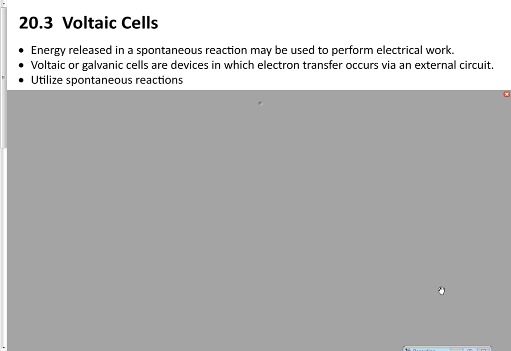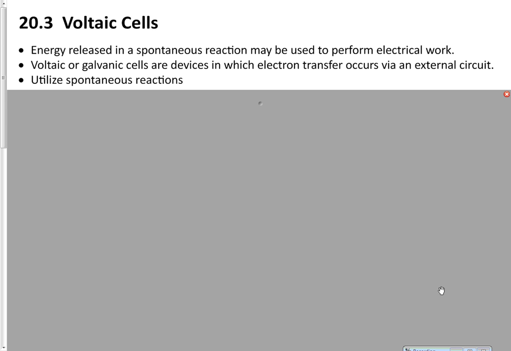This is video 4 for chapter 20 on voltaic cells. A voltaic cell is a new concept for you guys, but it's going to utilize chemistry you're already familiar with. We're going to take a reaction that we normally would consider spontaneous, and we're going to use that to actually generate some electricity so that it can perform electrical work. When we do that, it is called a voltaic or a galvanic cell.